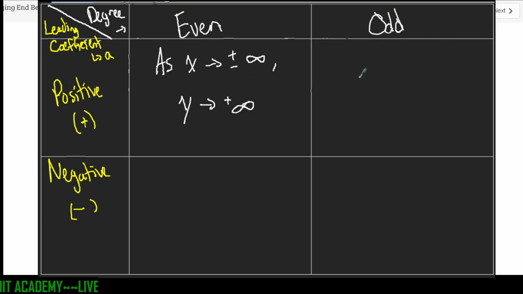For the even side, still an even degree, when we have a negative leading coefficient, it's going to be the opposite. Let me use a different color for this, let's do green. As x goes to still positive or negative infinity, so left and right, and you have a negative leading coefficient, your y values are going to be approaching negative infinity, meaning they're both going down.